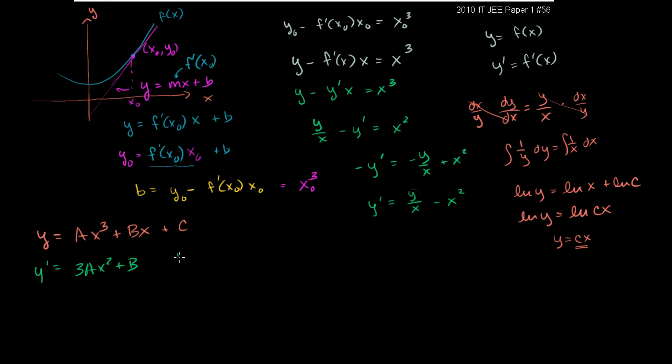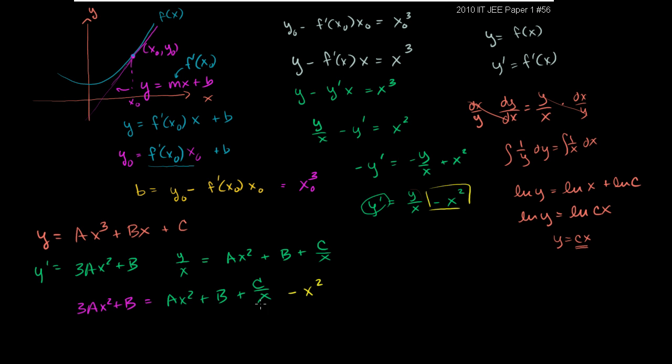And now what would y over x be? Notice I'm just saying y prime is this. y over x would be a x squared plus b plus c over x. And so this differential equation here would reduce to, and we just suspect that this might be a solution, this y prime is the same thing as this. So we have 3a x squared plus b is equal to y over x. So it's equal to this thing over here, a x squared plus b plus c over x, minus this x squared. So minus x squared.